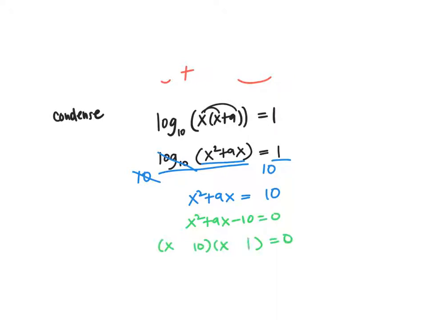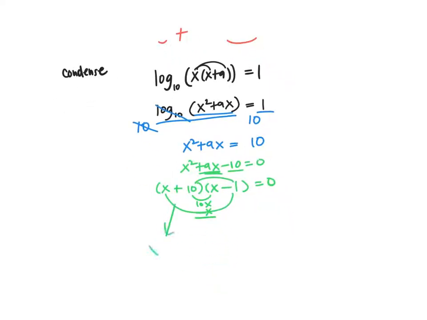So it's going to be 10 and 1. You need two numbers that add to be 9x. So that's going to be positive and that's going to be negative, because positive 10x and negative x, right, adds up to be 9x. 10 times negative 1 is negative 10. So that means x equals negative 10 using the zero product property, right? Or x equals 1. And remember, we need to check our answers.